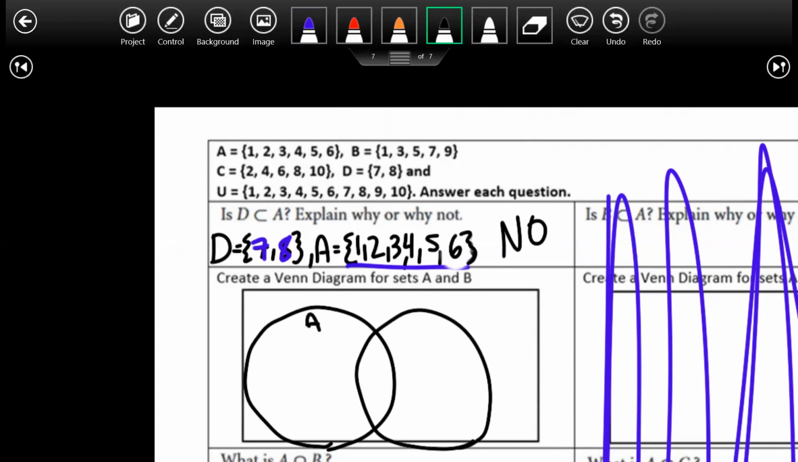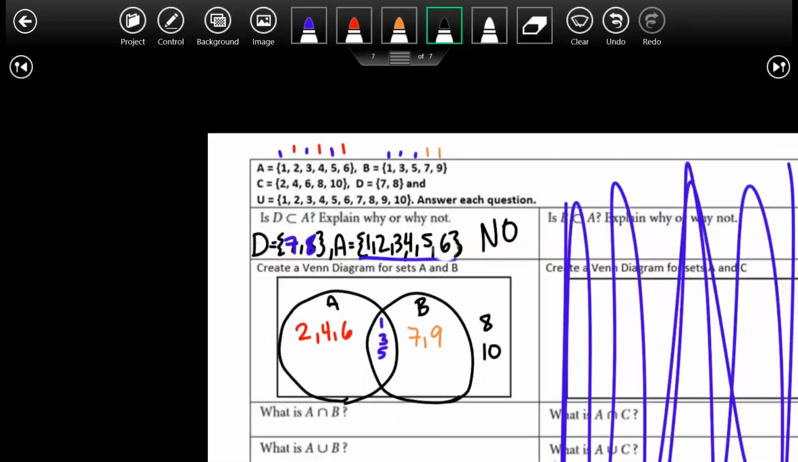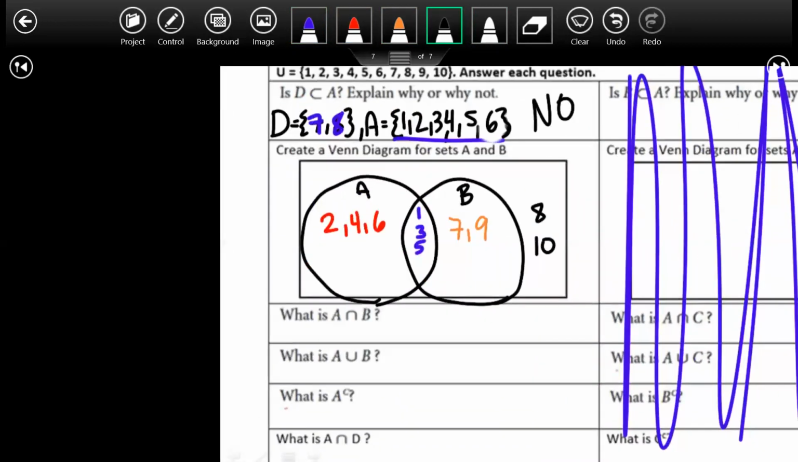What is in both A and B? 1. We have 3 that share. We have 5 that share. And we don't have 6. Then we have 2, 4, and 6. Our B will be 7 and 9. What are the elements that we don't have written down? 8 and 10 on the outside. So that's how it should look, right?